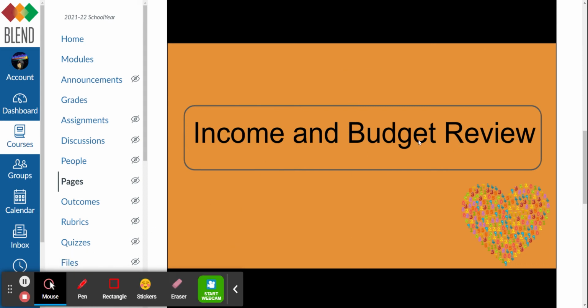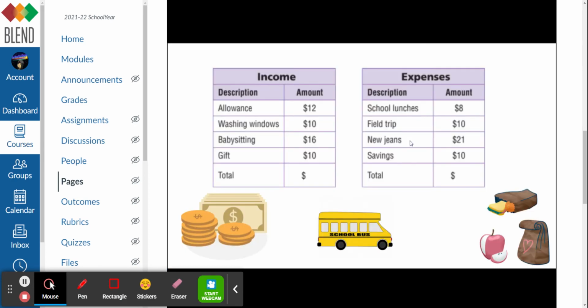All right, so let's take a look at today's lesson. We have an income and expense chart. On the left side, we're talking about the money that this person earned. They earned $12 with their allowance, $10 washing windows, $16 babysitting, and $10 with gifts. And then on the right are what they spend their money on, their expenses. School lunches, $8, a field trip, $10, new jeans, $21, and savings, $10. So let's see if this is a balanced budget.